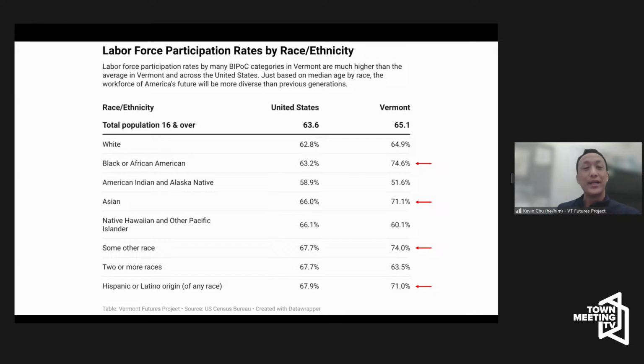When we take a look at labor force participation rates by race and ethnicity, we can see that the future is sort of kind of already here. If we think about the workforce of the future for our country, it's going to be more diverse than previous generations. And we see that labor force participation among many non-white categories in Vermont is higher than the state average.